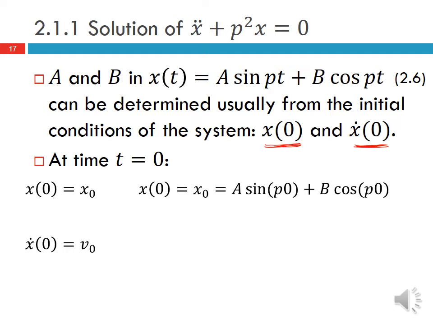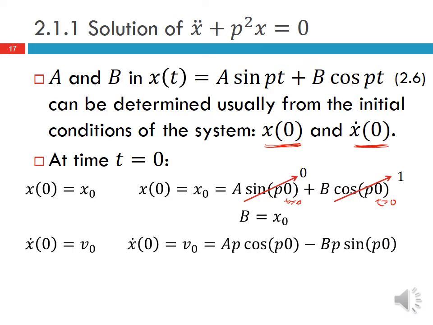From the first one, we can plug this in. So x of 0, when t is equal to 0, we plug in t equals 0 here. So sine 0 goes to 0, cosine 0 goes to 1. So B is equal to x naught. And then from our velocity equation, x dot of 0, again, sine 0 goes to 0, cosine 0 goes to 1. And we see that A is equal to v naught over p.